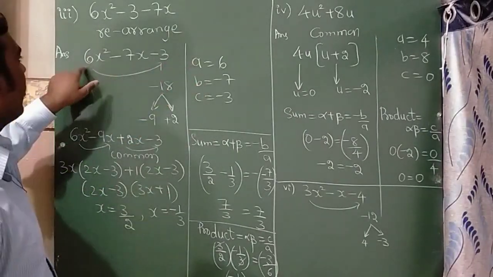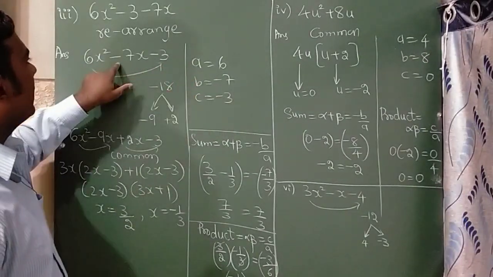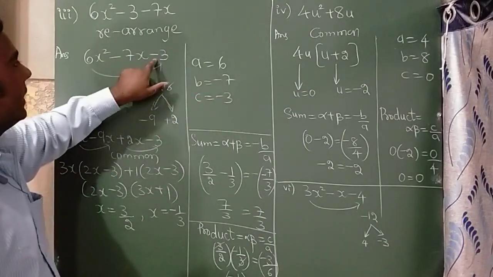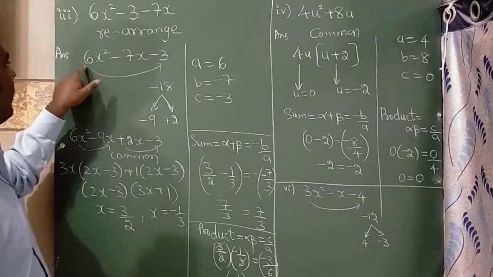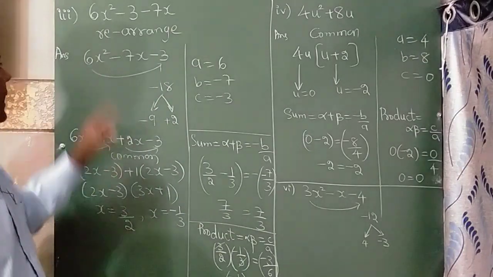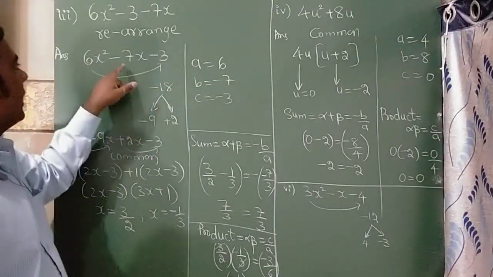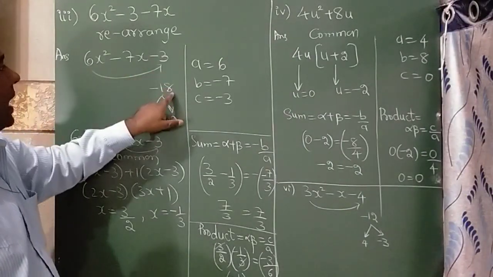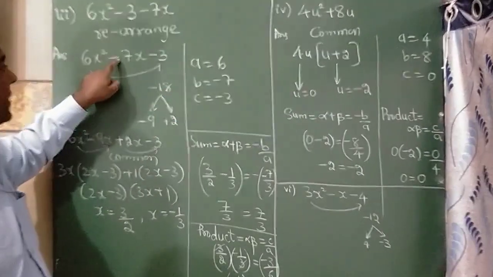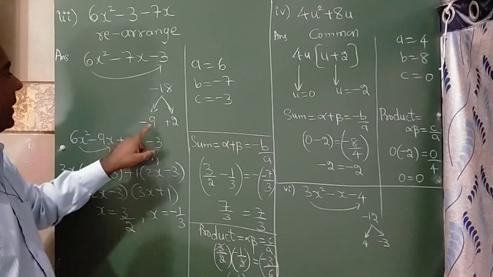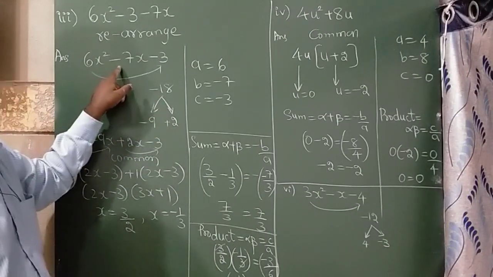So A, what is the coefficient? 6. B is minus 7. C is minus 3. Now the first term and last term you need to multiply. 6 3s are 18, minus 18. You need to find two numbers. If you multiply, you should get the last term. If you add, you should get this term. So 9 2s are 18, minus 9 plus 2 is minus 7.